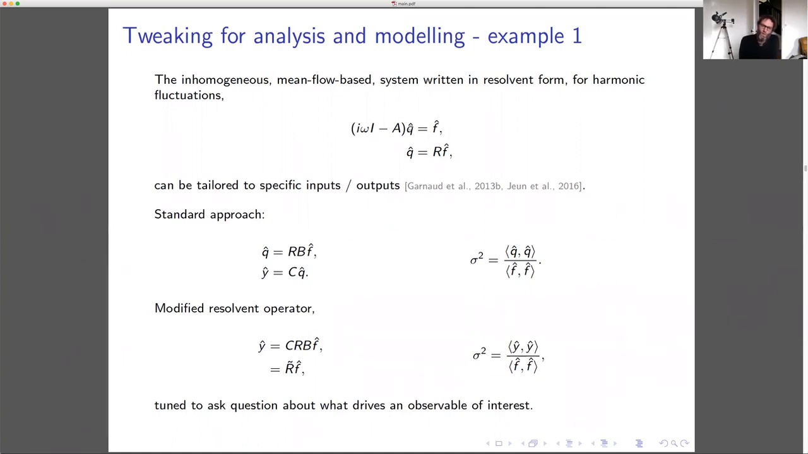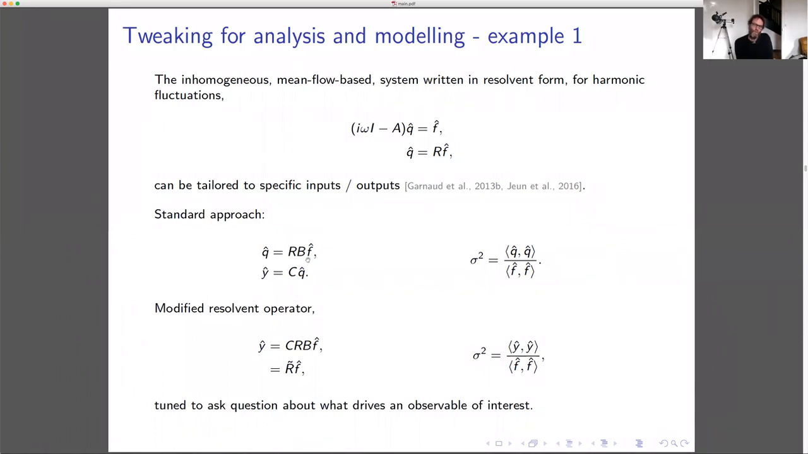So we begin with the resultant system here, Q equals RF. This is Navier-Stokes rewritten in terms of linear and nonlinear pieces. You can read it as an input-output problem. And what we do here to begin is we tailor the thing to focus on a specific input and a specific output. So we're just redoing here things that have been done in the past by others. And in this piece of the slide, I'm just showing the difference between what I call the standard approach and the modified resultant approach.